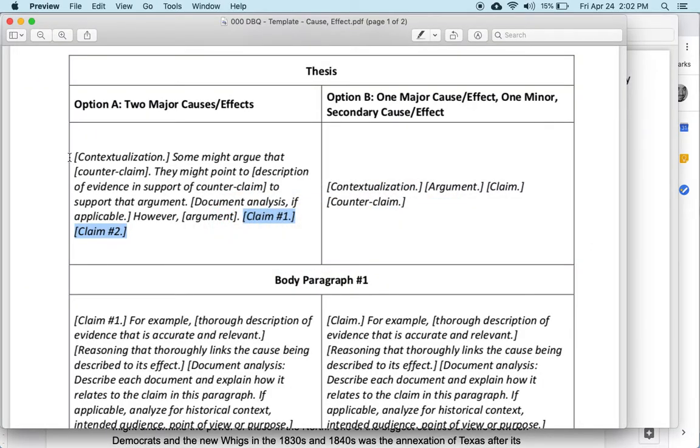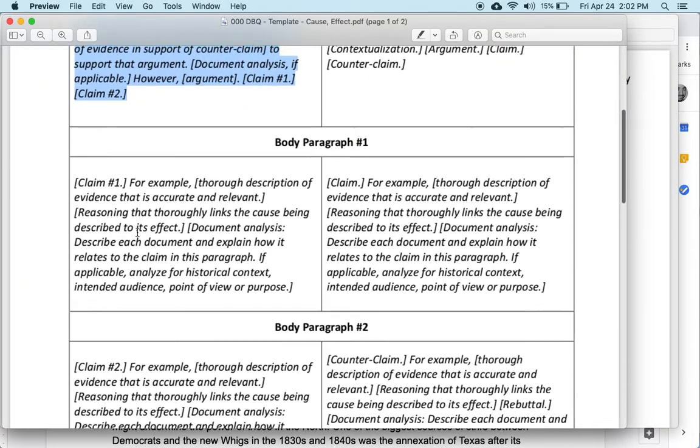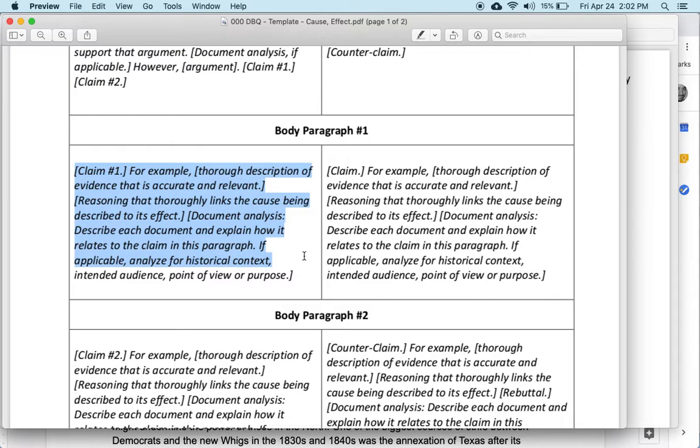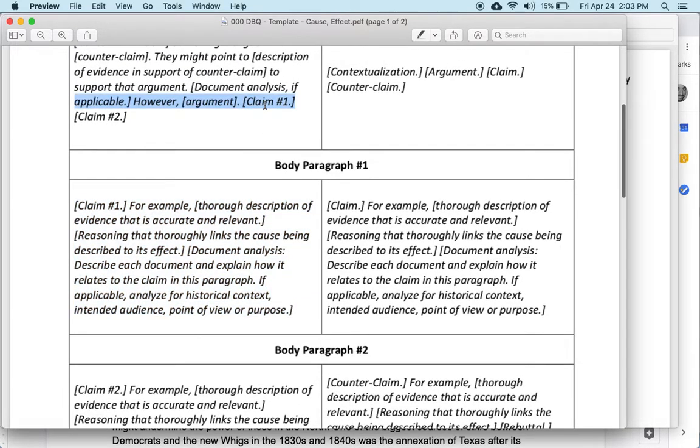Okay, got my thesis out of the way. I've done all of these things now. And so I'm moving on to my first body paragraph. I'm going to take my first claim from up here and just basically copy and paste it down here. And now I'm going to explore it more thoroughly by first talking about evidence. Oops, that's this part here. So I have to describe some evidence that supports that first claim.